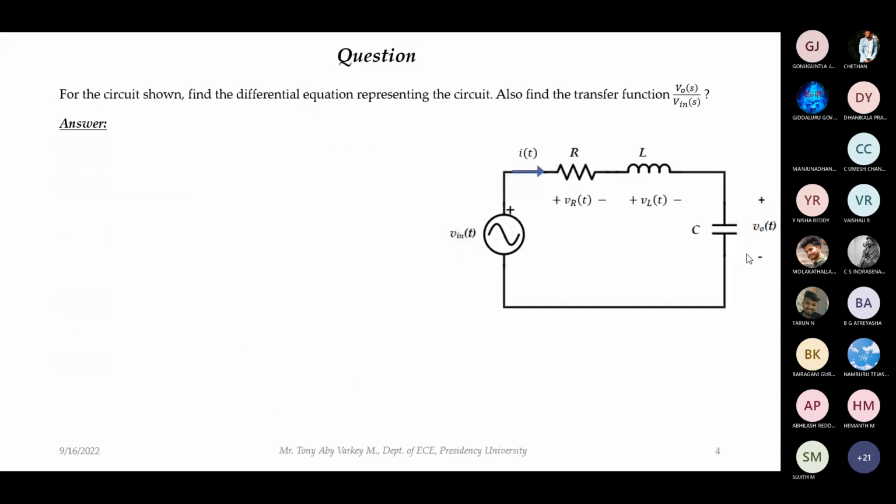Now I am going to ask you this question: what will be the current flowing in terms of V output of t? I know that the voltage across the capacitor is V output of t. Then what is the equation for current flowing through the capacitor?